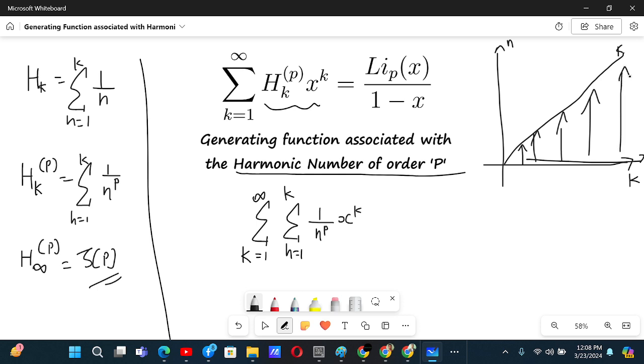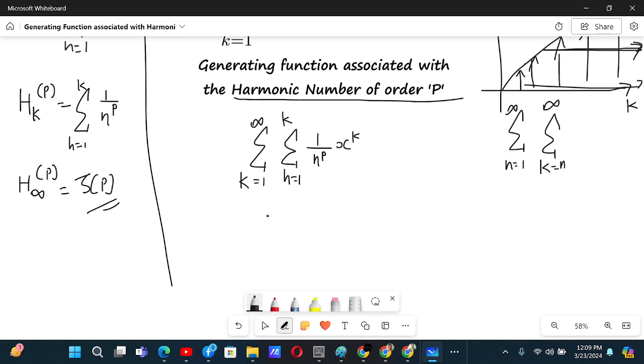Now an alternative way to cover this sum would be to let n go from 1 to infinity, but k goes from n to infinity. So this is the n equals k line. Earlier, k was going from 1 to infinity and n was from 1 to k. And now n is going from 1 to infinity, but k goes from n to infinity. We cover the same area. That's the idea, and that does make things simpler.